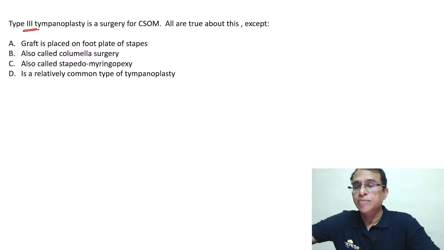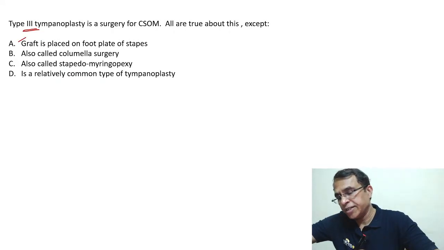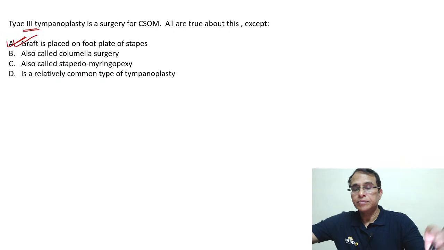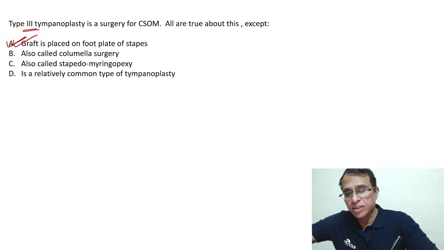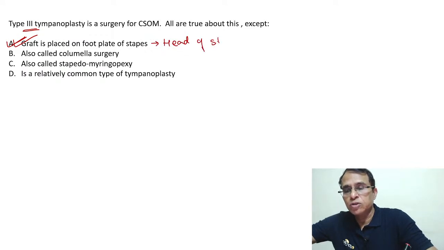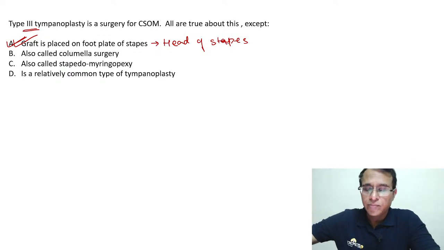So A is the correct answer. Mahendra, Nasira and Thasni, you have got it right when you say A. In type 3 tympanoplasty, the graft is placed over the head of stapes, not over the foot plate of stapes. That's not true. The rest of the 3 are true.